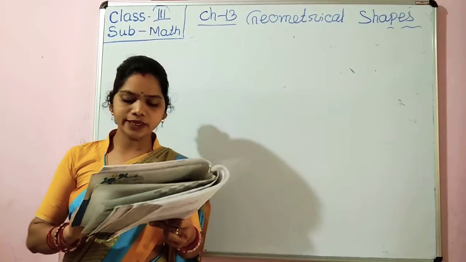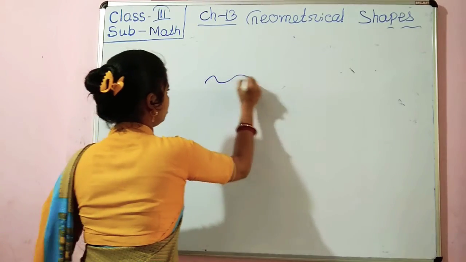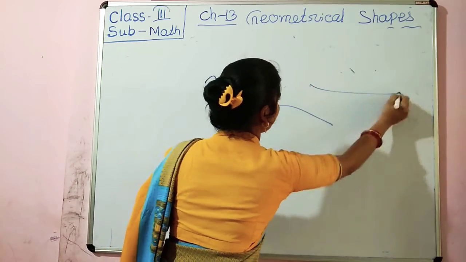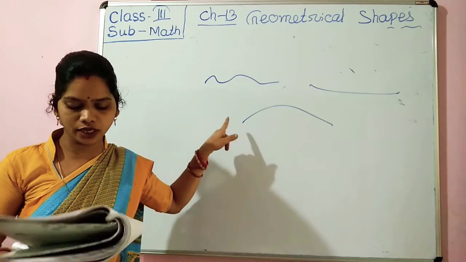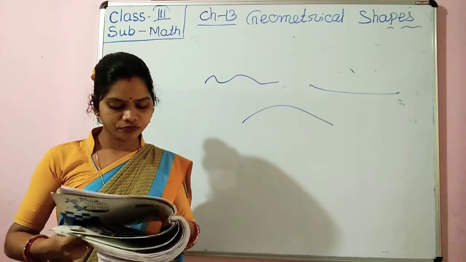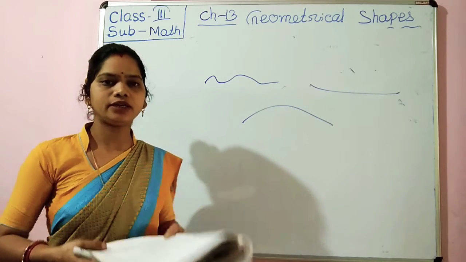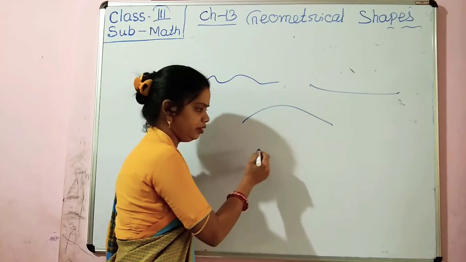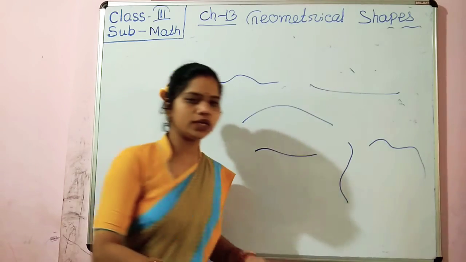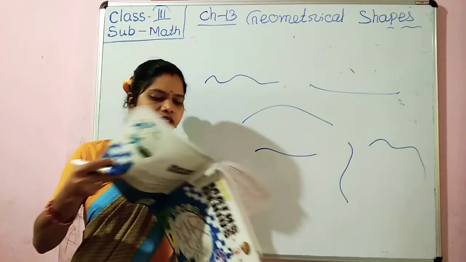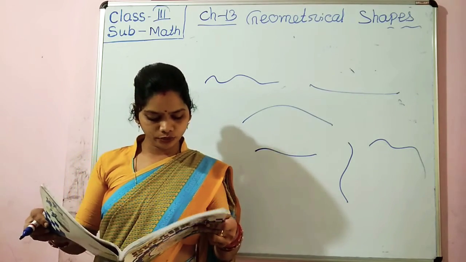Yes children, a curved line can be any length. It can be drawn without using a ruler. There is no need to draw the curved line with the help of our ruler. The line which is not straight is called a curved line. It is a curved line. In this way, you have to complete exercise 13.2 in your book and copy.